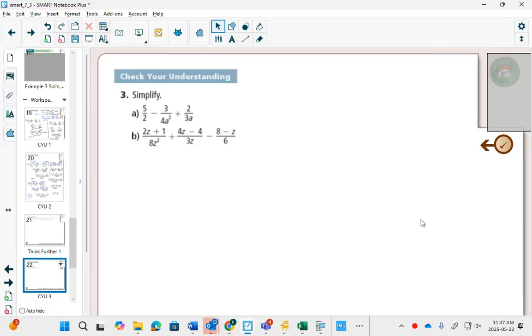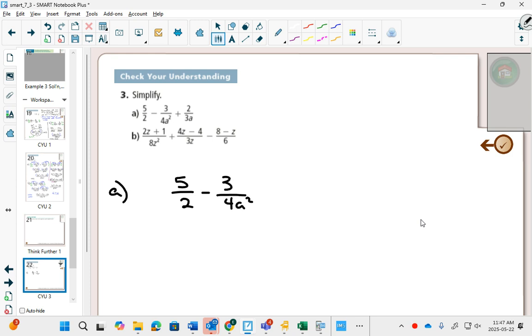So in the third question, the only difference is now we have three fractions that we're adding and subtracting. So we need a common denominator between all three of them. So what I would do is I would leave space out in front of the first one. I'll rewrite the second one, and then I'm going to leave space behind it. And then there's always space behind the last one.